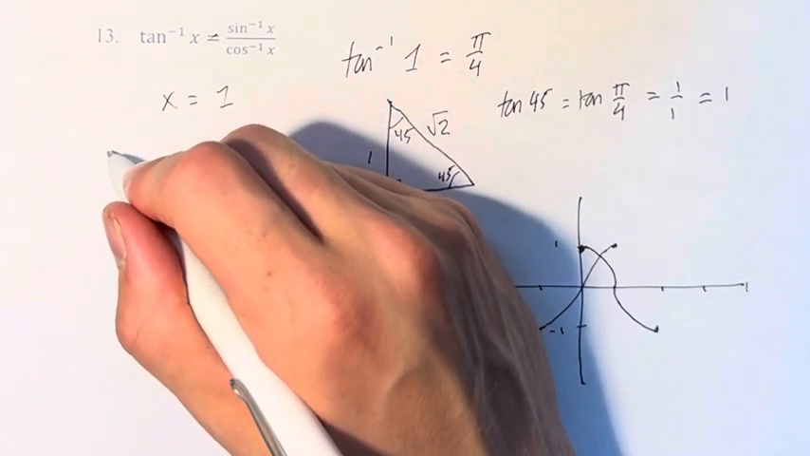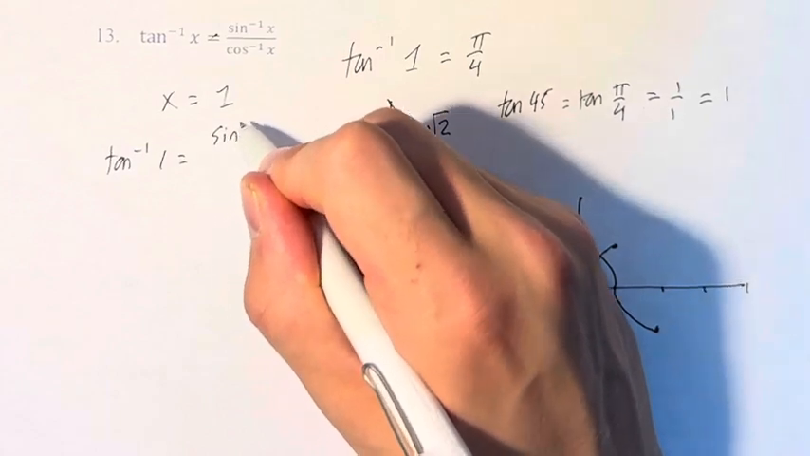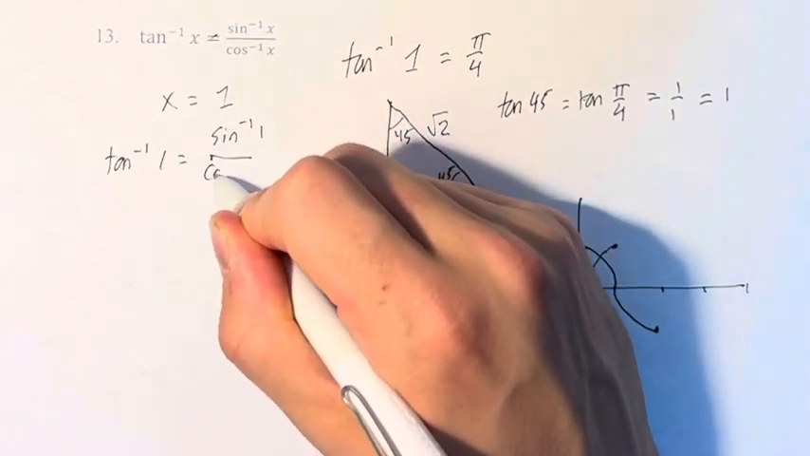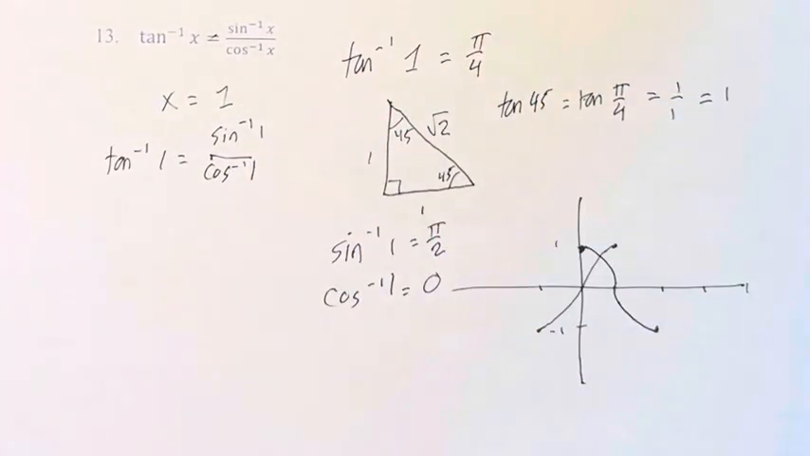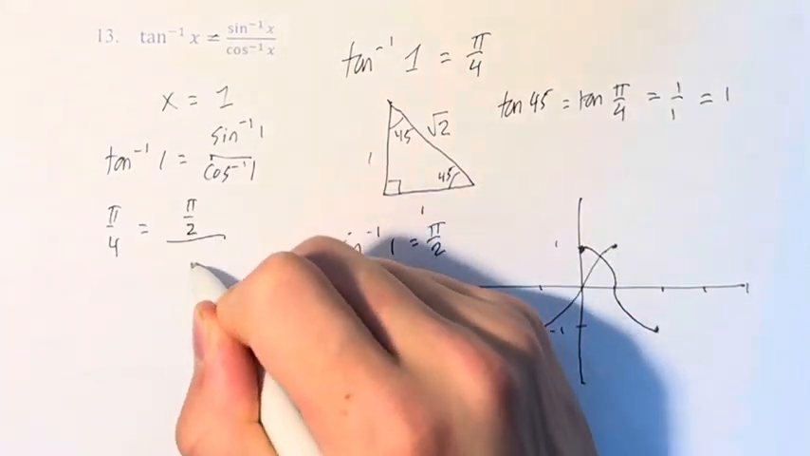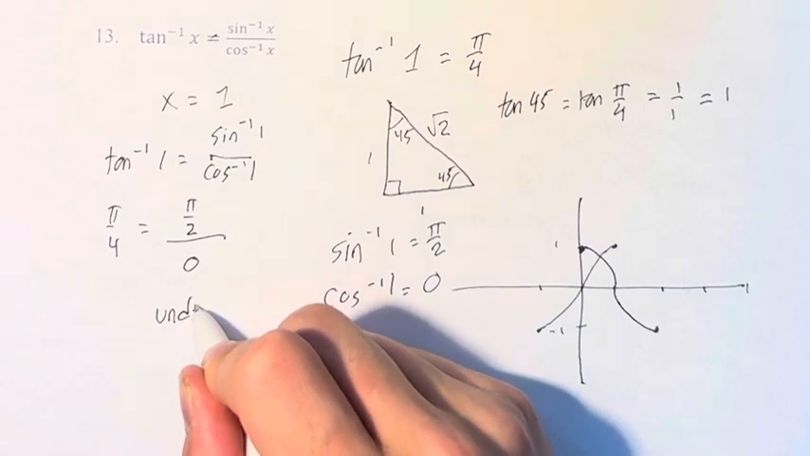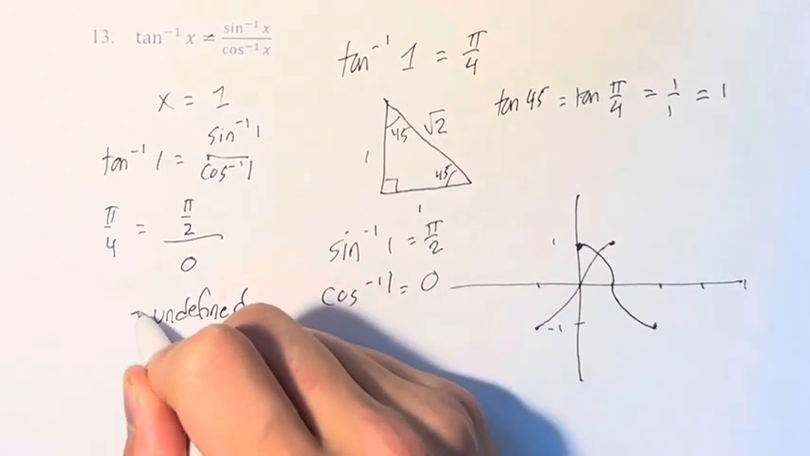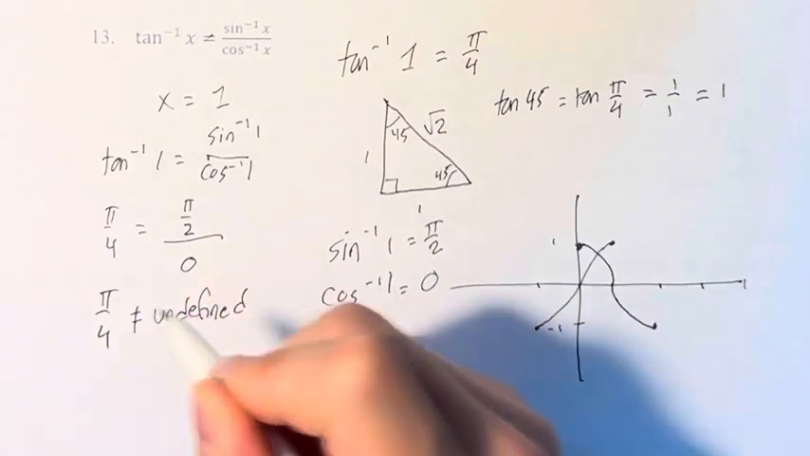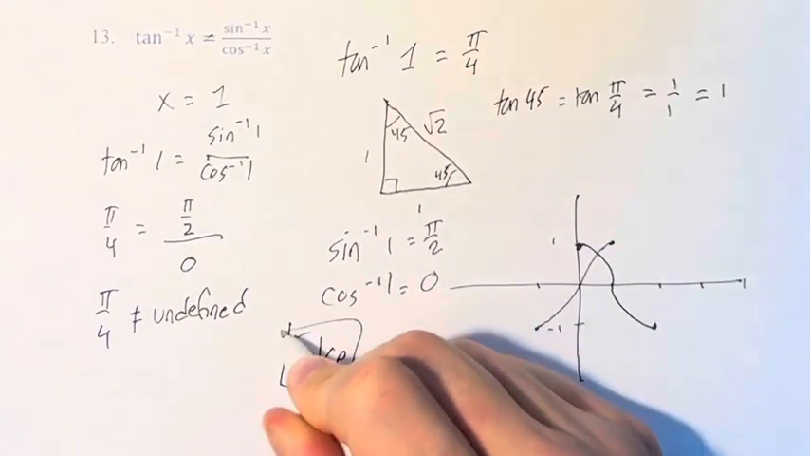So therefore, if we want to see that tangent inverse of 1 is equal to sine inverse of 1 over cosine inverse of 1, we plug in our values and get pi over 4 is equal to pi over 2 divided by 0. Of course, you can't divide by 0, so this is undefined. Therefore, these are not equal. And the statement we can then definitively say is false.